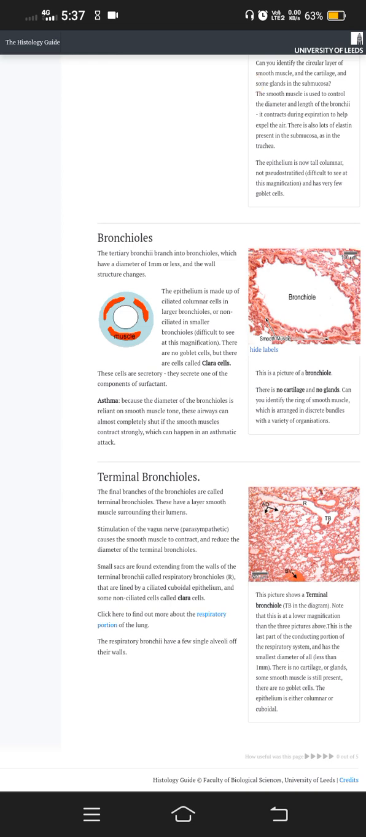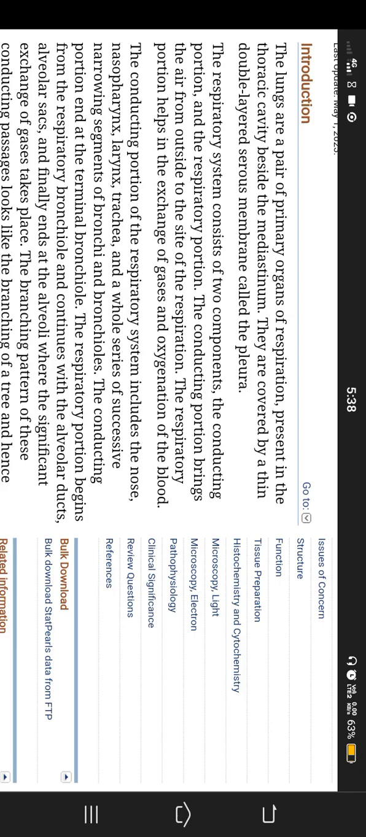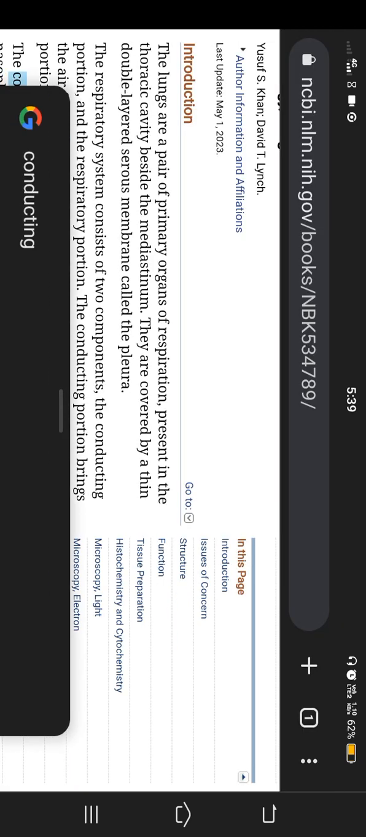So when we learn about lungs, let's have an introduction about this topic. The lungs are a pair of primary organs of respiration present in the thoracic cavity beside the mediastinum. They are covered by a thin double-layered serous membrane called the pleura.